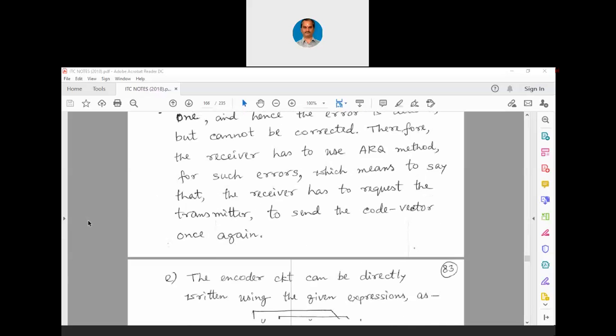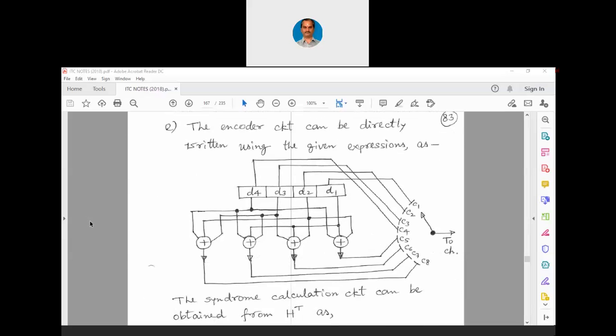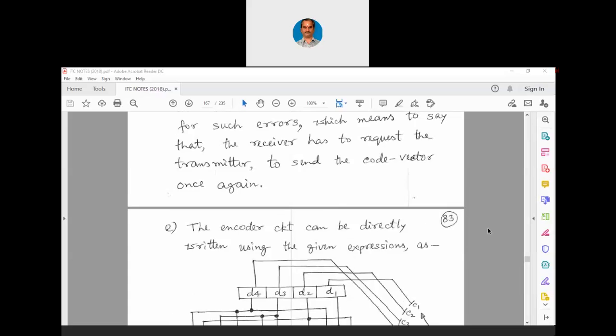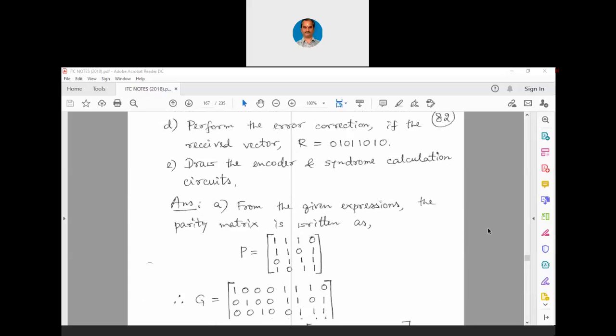Now let me proceed to the next part of the problem. The next part of the problem wanted us to write the encoder circuit. Now the encoder circuit can be directly written using the given expressions. We already have these expressions, right?